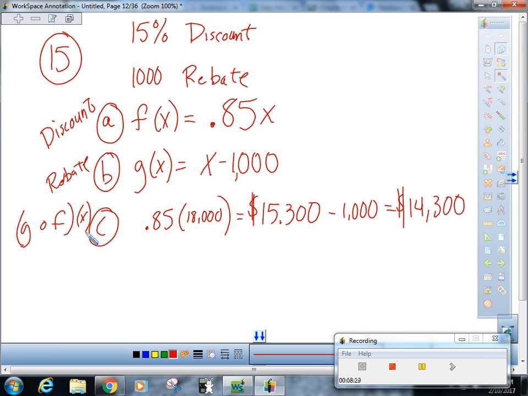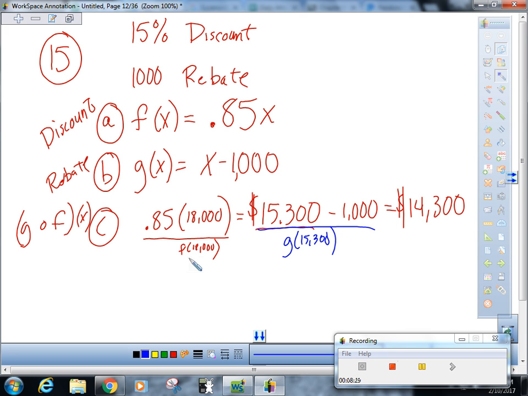Do you realize that? You did F of X first. Specifically, you did F of 18,000. F of 18,000 gave you 15,300. And then you took that number and subtracted 1,000. Well, that was G of 15,300, and 15,300 was F of 18,000. So while I understand this is very complicated, I think that situation makes more sense now, doesn't it?